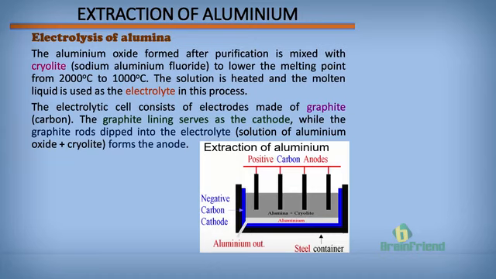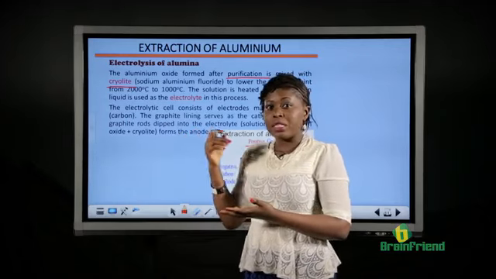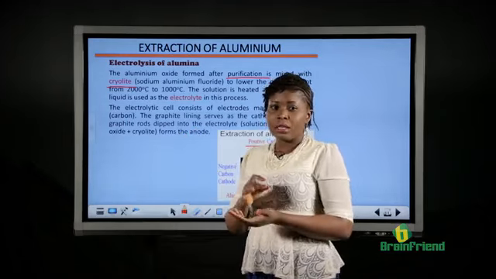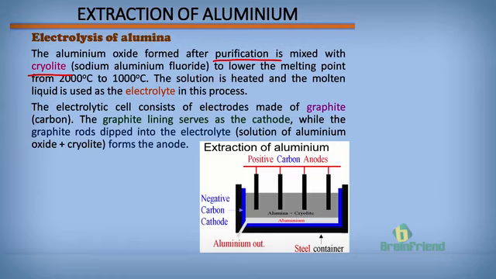Now, this aluminium oxide formed after purification is mixed with what? Cryolite. Now, this is going to form what? Our electrolyte. Remember, we are talking about electrolysis now. So we are talking about an electrolytic cell that comprises the electrolytes and the electrodes. This aluminium oxide and cryolite, which is actually sodium aluminum fluoride, is going to form what?